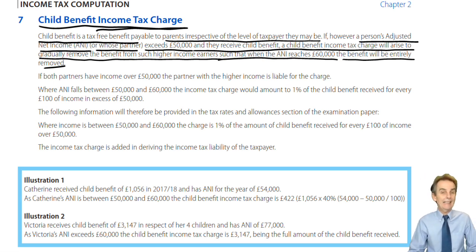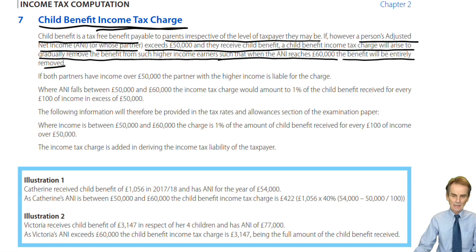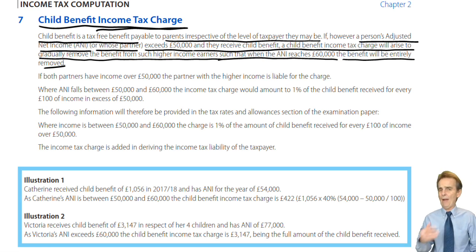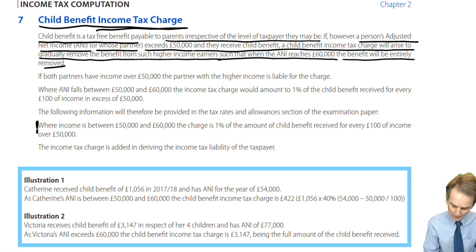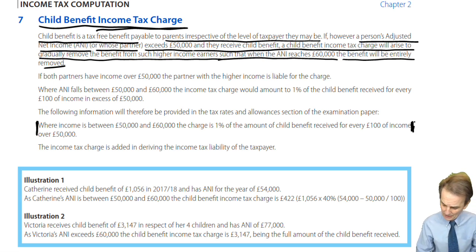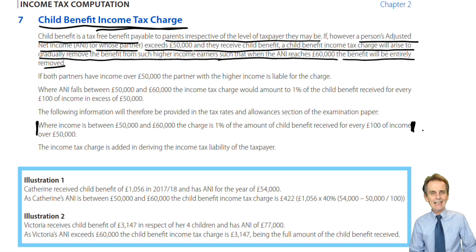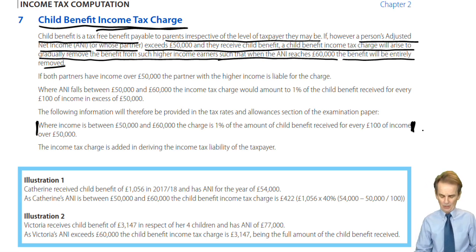Now then, adjusted net income. Remember when we were looking at the restriction of the personal allowance, adjusted net income was the key figure. There we compared it with an income limit of £100,000. What we have here is an income limit, effectively, of £50,000. Now again, this information about 50 and 60 will be provided to you. Let me just flag up this note here, because this is what you are going to get in relation to your rates and allowances table.